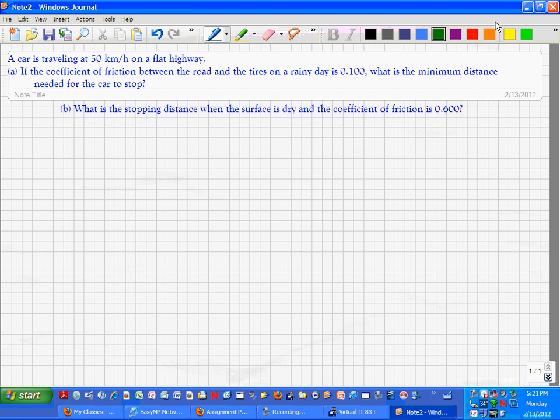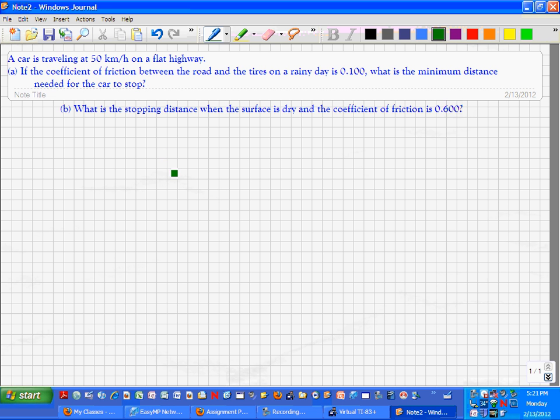Here's another problem that we can take a look at. We've got a car traveling at 50 kilometers per hour on a flat highway. If the coefficient of friction between the road and the tires on a rainy day is 0.1, what is the minimum stopping distance? And then the second part is on a dry surface where the coefficient of friction is 0.6, what's the minimum stopping distance?